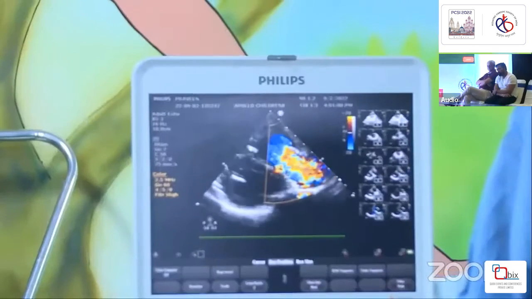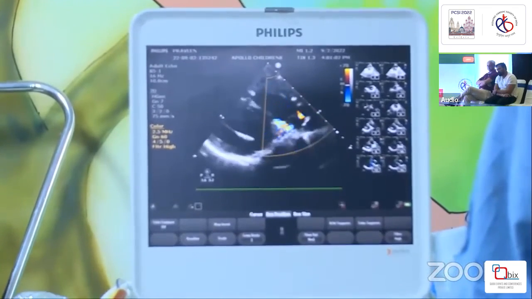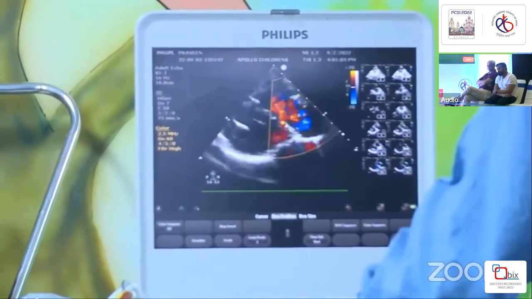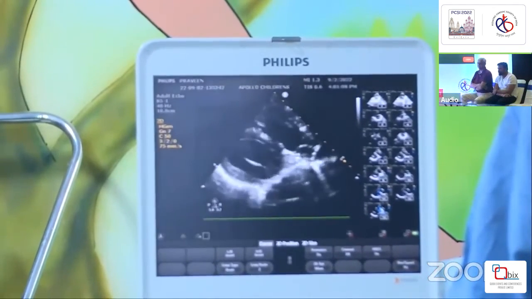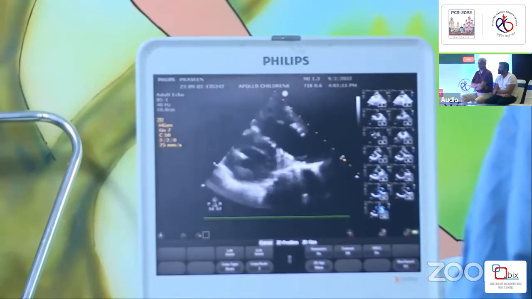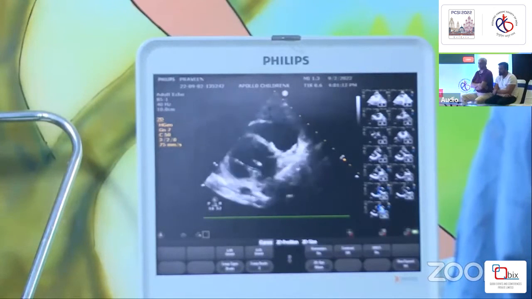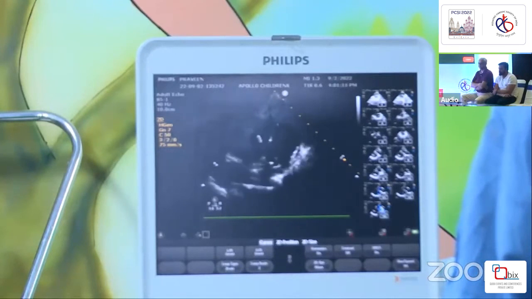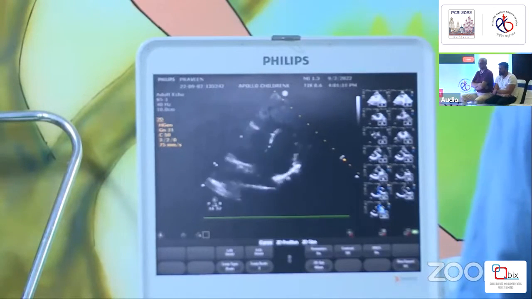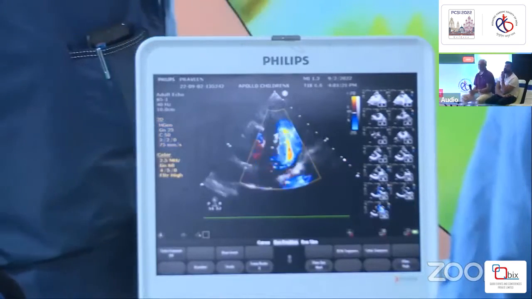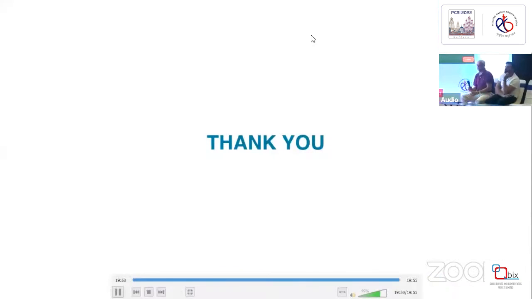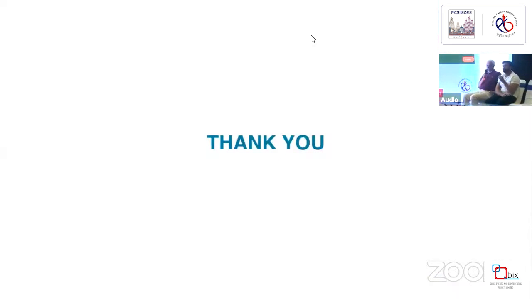Excellent. That's the echo, guys. See the valve clearly. There's trivial PR, well opposed leaflets, and show the PAs, branch PAs, short axis, guys. So it's a very nicely placed valve, and you can see there's a valve now in the RVOT. Can you see the pictures? Yes. Thanks, Muthu, for that excellent demonstration.